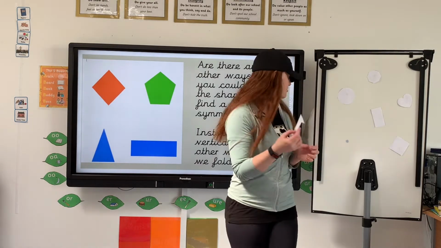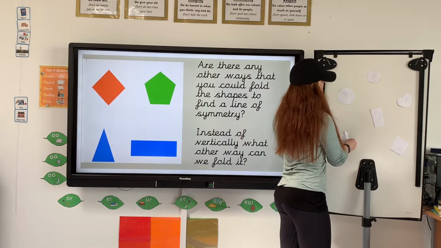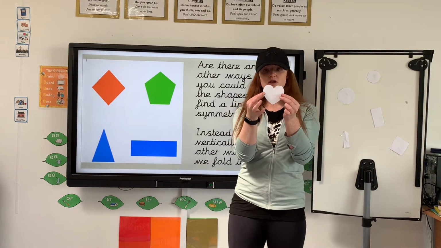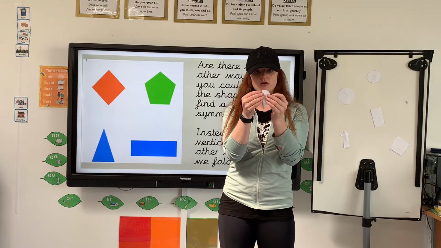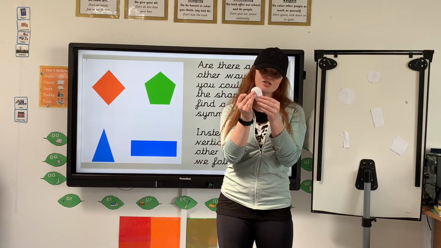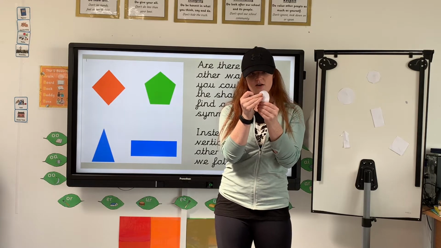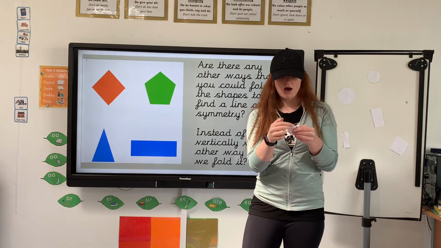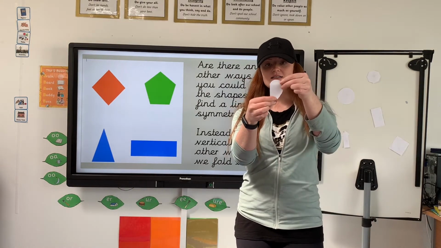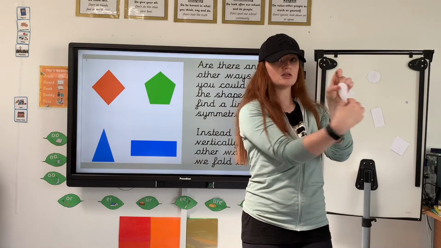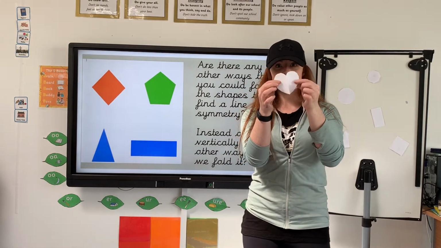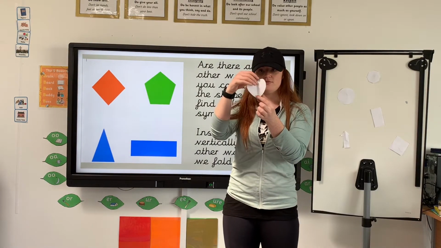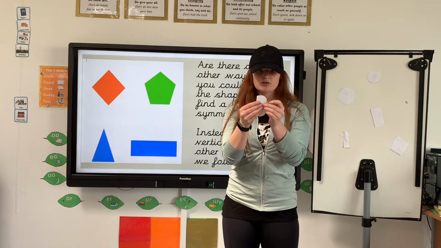So you can have a look at different shapes and see whether it has more than one line of symmetry. So for example, if I take the heart, if I want to find a vertical line of symmetry, I'm going from one side to the other. And again, I'm making sure that edges are towards one another as perfectly as possible. I can see here that the sides are exactly the same shape, both sides, and therefore it does have a vertical line of symmetry. If I try it horizontally, I'm going from top to bottom, so I'm folding it from top to bottom.